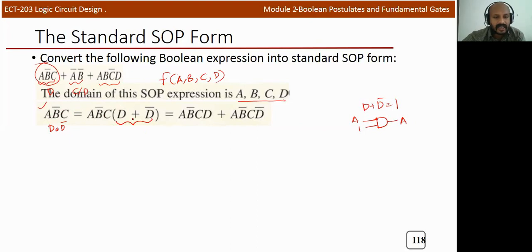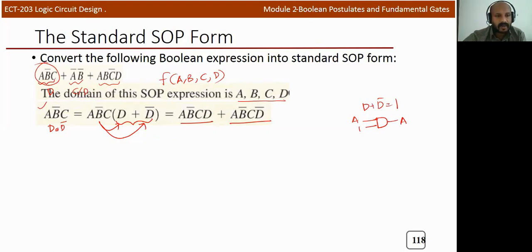If you add an extra term like D plus D bar, your final answer will be the same as A B bar C. So when a variable is missing, please use this kind of notation, a variable plus its complement. Now we can multiply, or perform AND operation. So A B bar C into D is one expression, and A B bar C into D bar is another. So this A B bar C you can expand into two different terms.